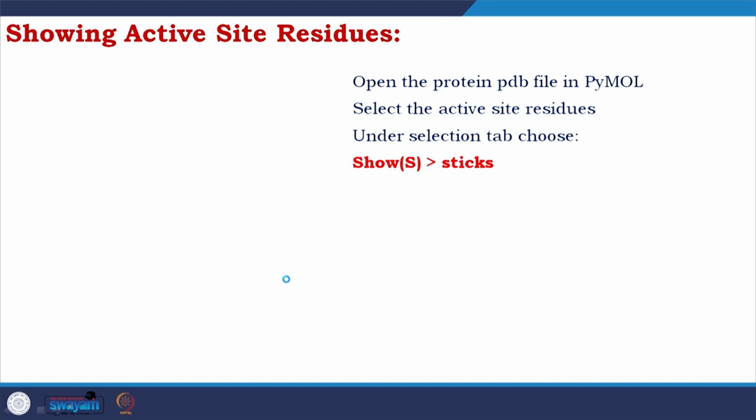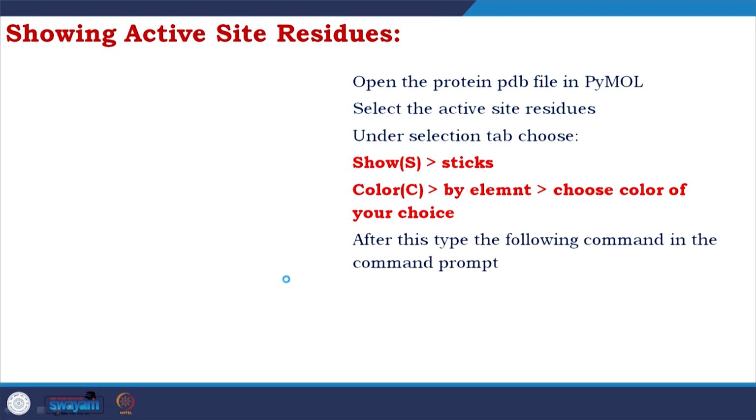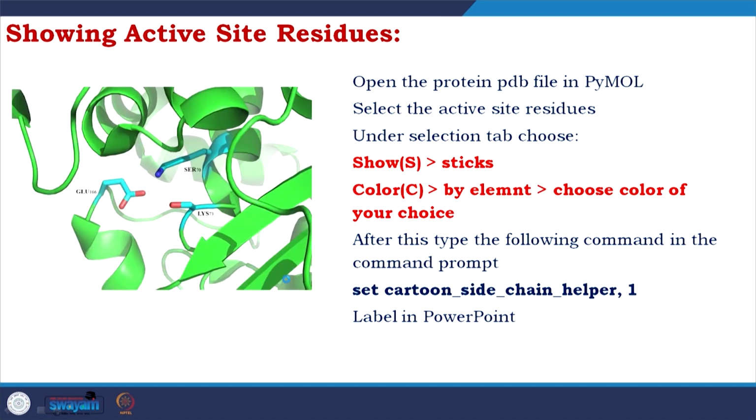So, under the selection tab you have to choose show, then sticks, color by element, choose a color of your choice, and then type the following command in the command prompt: set cartoon_side_chain_helper, 1, and then, as I always say, label that in PowerPoint. So, you will get a thing like that. You see serine 70, lysine 73 and glutamate 166. When we go back, we will show you those residues, but with different numbering.